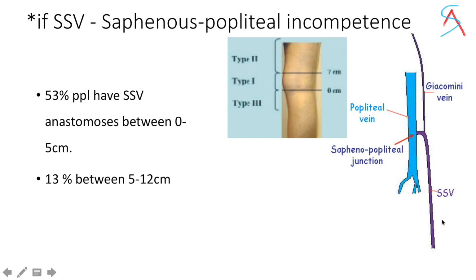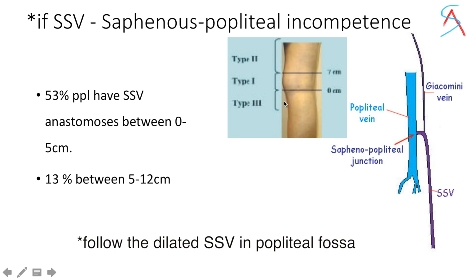In the popliteal fossa, the short saphenous vein drains into the popliteal vein, the junction of which is known as the sapheno-popliteal junction. The way we look for saphenofemoral incompetence in the great saphenous vein, in the same way we have to look for sapheno-popliteal incompetence. This junction we have to identify. Generally, it is said that it would be within 5 centimeters of your popliteal fossa line.